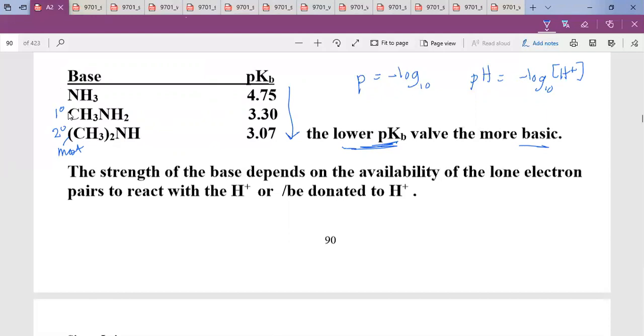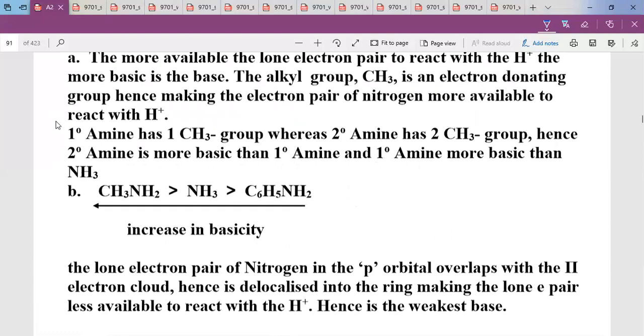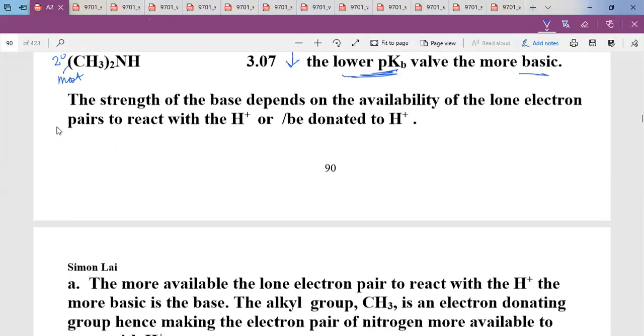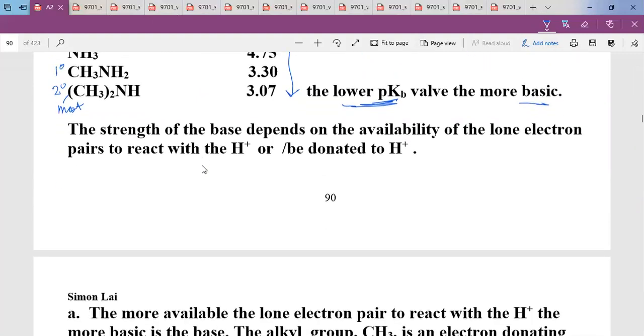Now why is this basic? First of all, because of the lone electron pair. See? I'm going to draw it here. Ammonia.